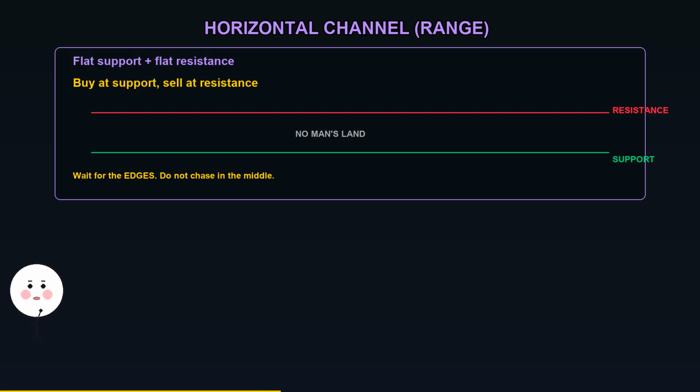A horizontal channel is what most traders call a range. Support is flat. Resistance is flat. Price bounces between them like a ping-pong ball. Buy at support, sell at resistance. This is the simplest version of channel trading. The key is patience. Wait for price to reach the line. Do not chase in the middle of the channel. The middle is no man's land. The edges are where the money is made.